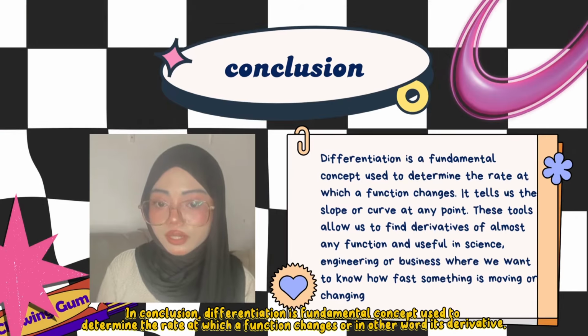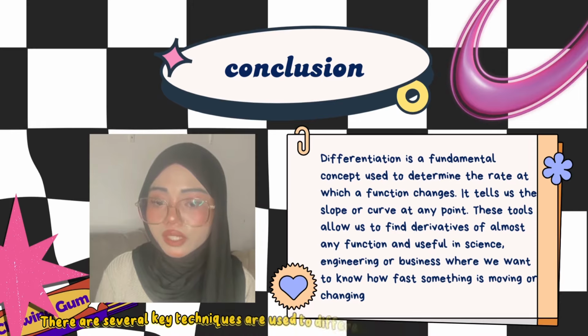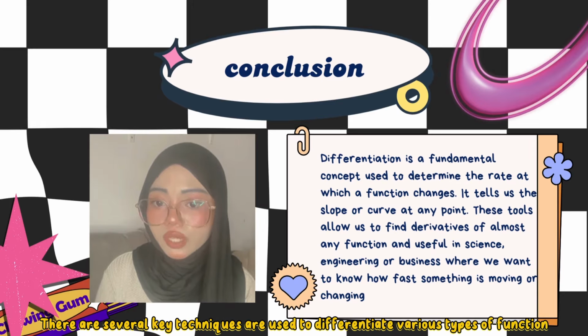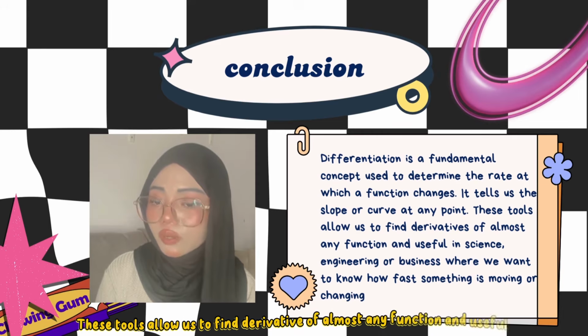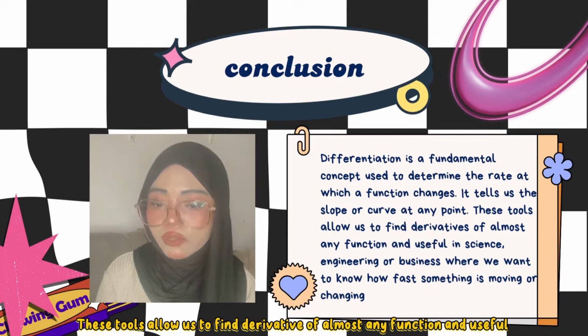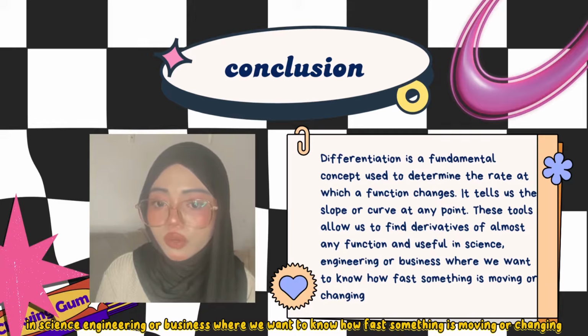In conclusion, differentiation is a fundamental concept used to determine the rate at which a function changes, or in other words, its derivative. It tells us the slope or steepness of a line or curve at any point. There are several key techniques used to differentiate various types of functions, such as power rules, constant rules, and chain rules. These tools allow us to find the derivative of almost any function and are useful in science, engineering, or business, where we want to know how fast something is moving or changing.